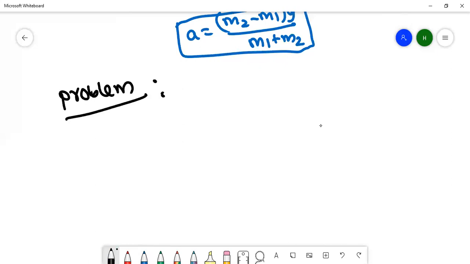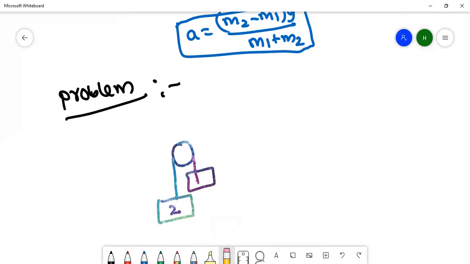So problem. This pulley is connected by two blocks of masses. I'm going to take this as 2 kg and the next one 3 kg. Now you can observe, one is a 2 kg block and one is a 3 kg block. So this is 2 kg, it is connected by the string. This is the 3 kg.